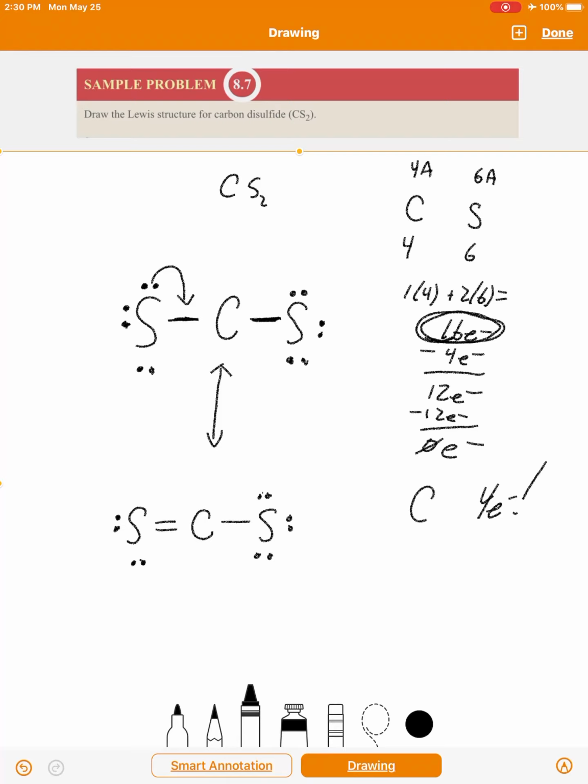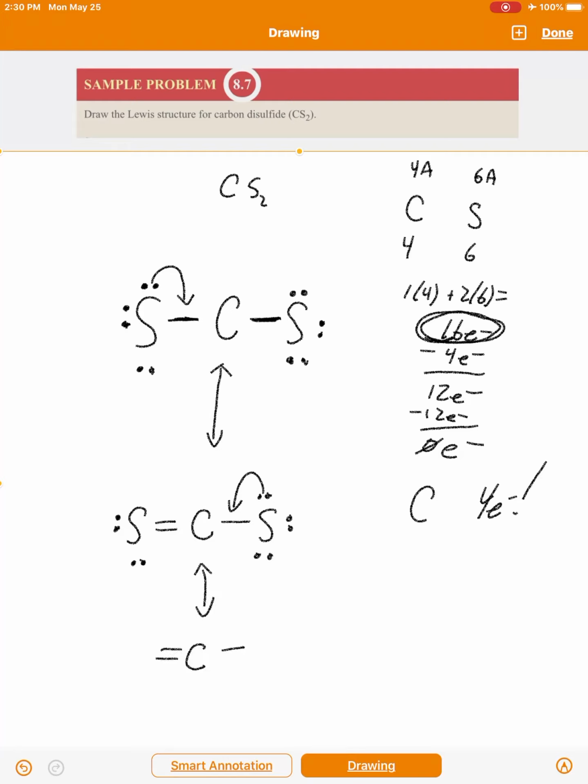So keeping that in mind, we'll push a pair from here. It doesn't matter whether you take the one from the top or the bottom. You just need a pair from that sulfur. And by doing that second bond to the sulfur on the right, now each atom has 8 electrons. Remember, the goal here is 8. That's what Lewis figured out, is that the stable structures are the ones typically that have 8 electrons around the atom.